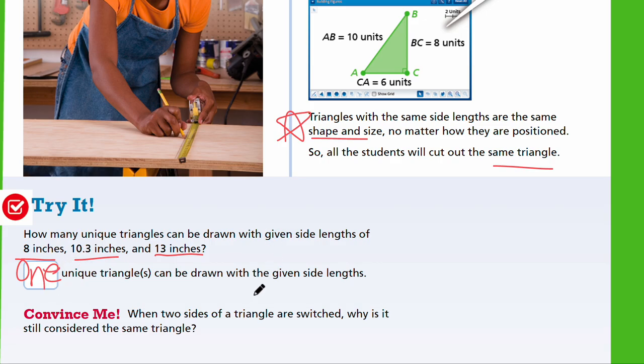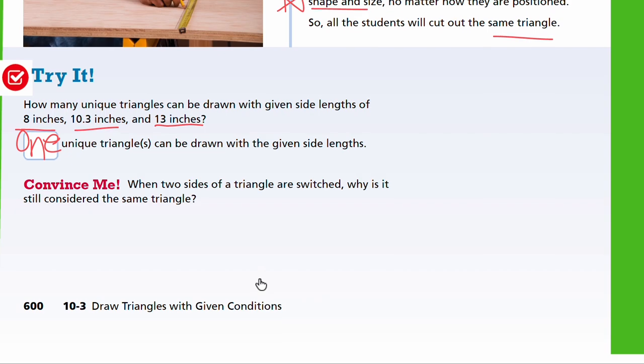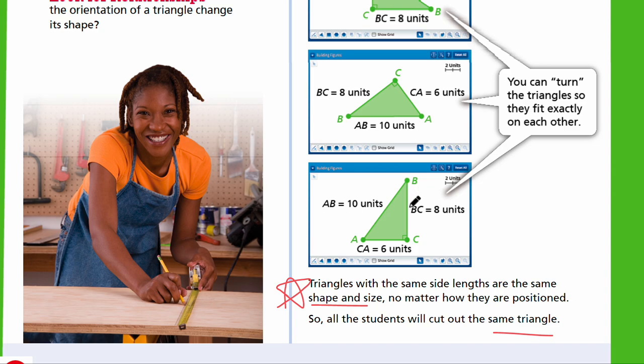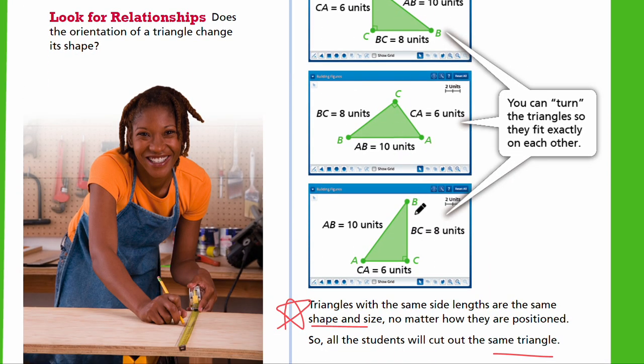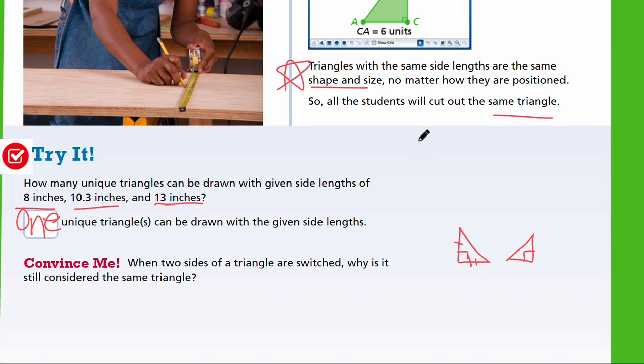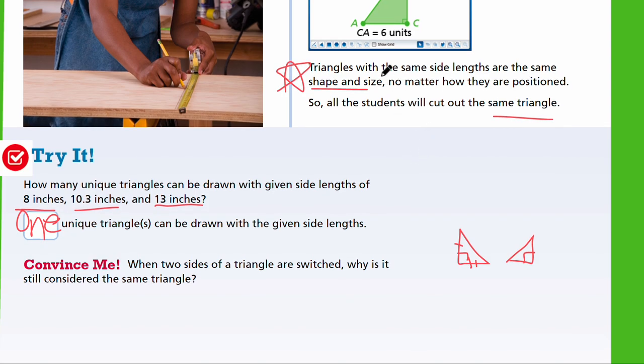Convince me: when two sides of a triangle are switched, why is it still considered the same triangle? What if we have this triangle and then that triangle, and we have these two sides that are switched? Here we're switching 8 and 6. 6 and 8 was here, and we're switching this side to be 8 and this side to be 6. This side is still 10. If the sides are all the same, why are they still the same triangle? Because they're the same shape and size.